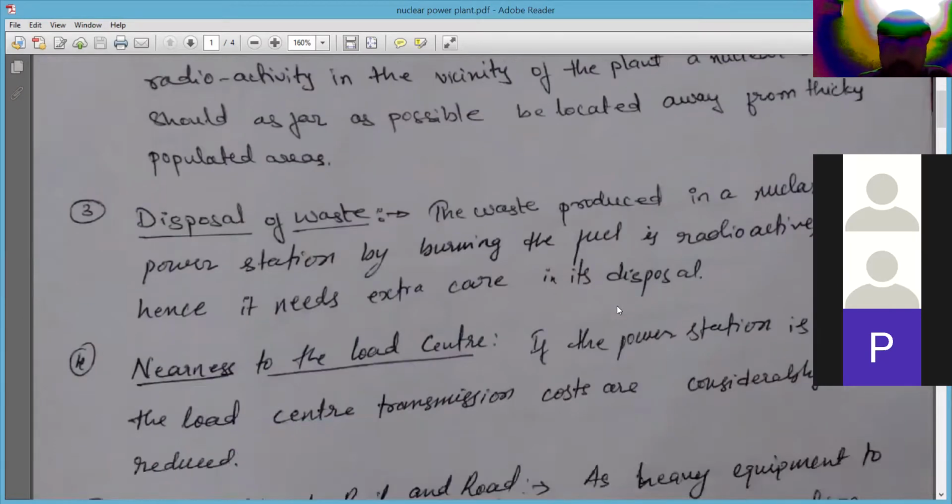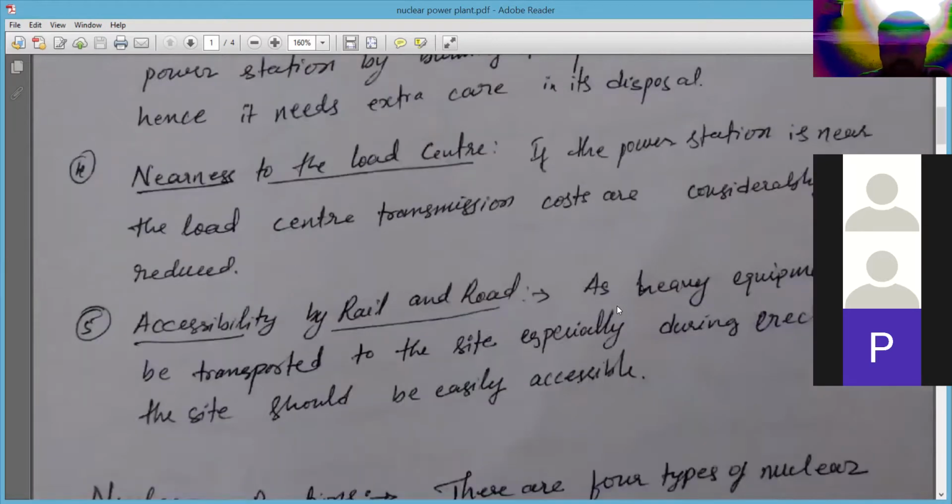Next, nearness to the load center, that is the distance from the load center. Again, we discussed this in hydro power plants and thermal power plants. It should be near the load center, so we can reduce power losses in transmission, and we can use step-up transformers with a lower rating. Then, accessibility of rail or road. Whenever you construct a power station, it should be accessible by transportation, so we can carry materials. Transportation is very important.